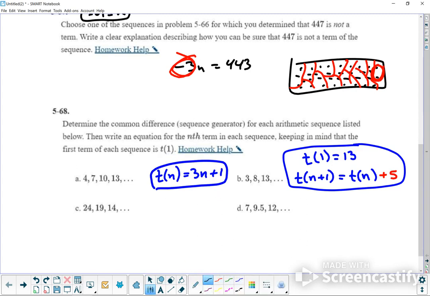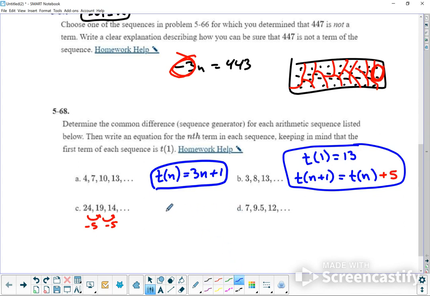Second one, and this is just for practice, so I'm doing explicit and recursive. So what's the pattern here? Let's see, 24 and 19. What's happening between 24 and 19? Well, it looks like I'm going down by 5, so it's minus 5. And 19 and 14, it looks like it's going down by 5. So I have my pattern.